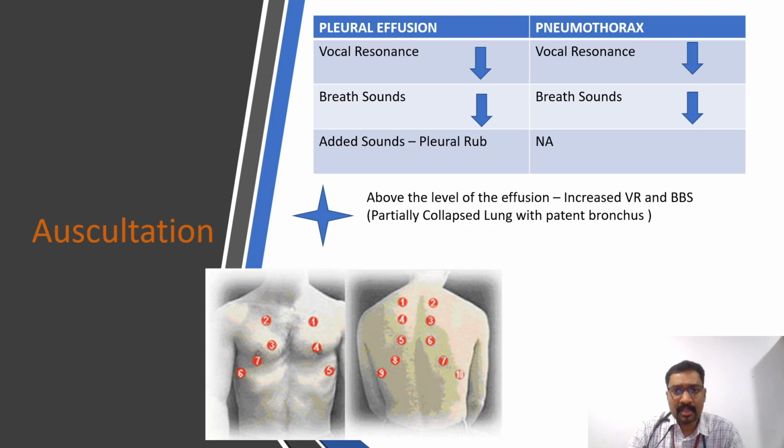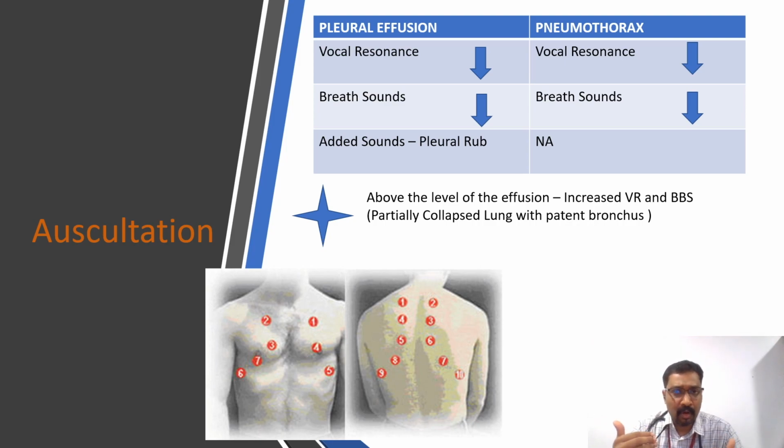And the added sounds, or adventitious sounds, that can be picked up in pleural effusion is a pleural rub, especially in the initial stages of pleurisy. This is basically because of the friction between the two layers of the pleura, that is the parietal as well as the visceral. What we need to understand is that this is usually a leathery or creaky kind of sound, which is usually localized and present during both inspiration and expiration.